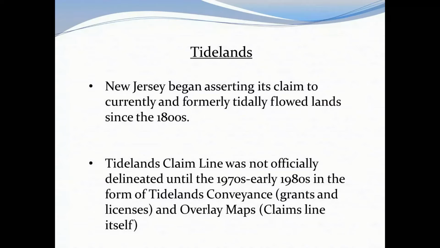But the claims line itself wasn't actually delineated until the 1970s and early 80s via the Tidelands Conveyance and Overlay maps. The conveyance maps are used primarily for the purpose of identifying approximate locations of grants, leases, or licenses, and the overlay maps are just a representation of the claims line itself.